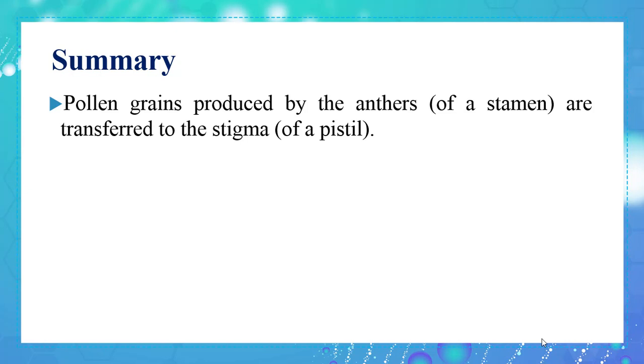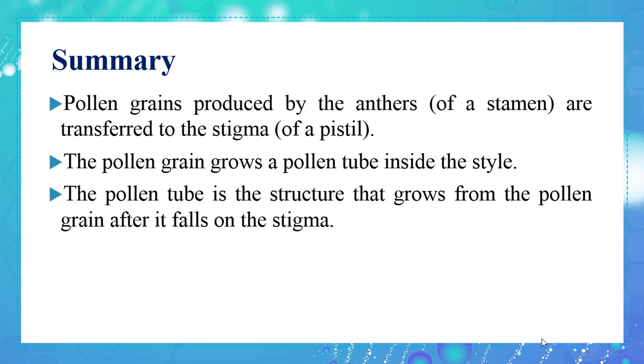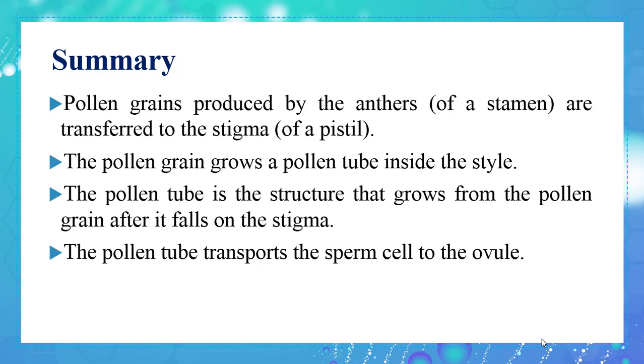Let's review the information we learned. Pollen grains produced by the anthers of a stamen are transferred to the stigma of a pistil. The pollen grain grows a pollen tube inside the style. The pollen tube is the structure that grows from the pollen grain after it falls on the stigma. The pollen tube transports the sperm cell to the ovule.